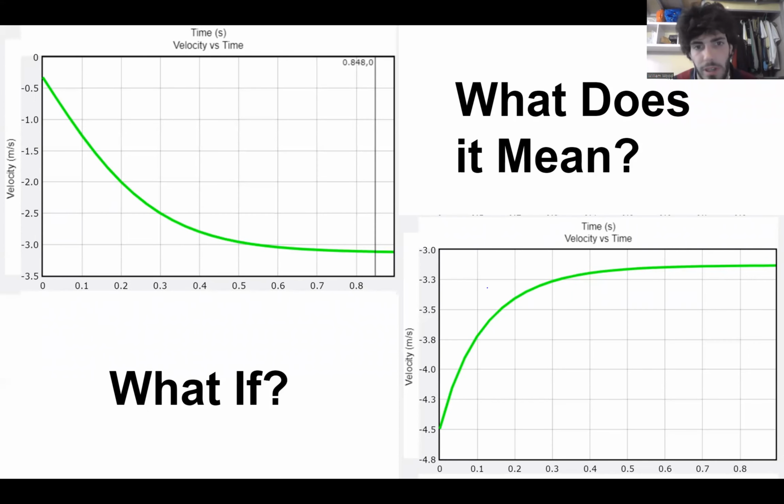So what if the ball was thrown down instead of just dropped? The way to model this would be to start our ball from some velocity that is not 0. And we did that on this bottom right graph here. And what we saw is that our terminal velocity is actually the same as when we just dropped it. It's about 3.14 meters per second.